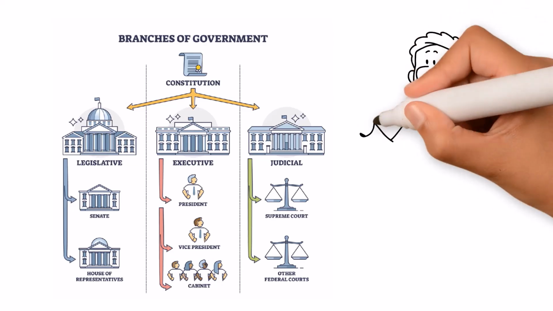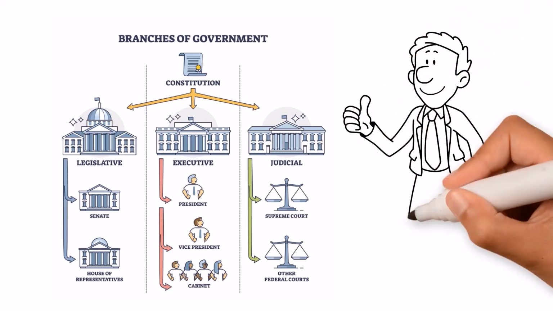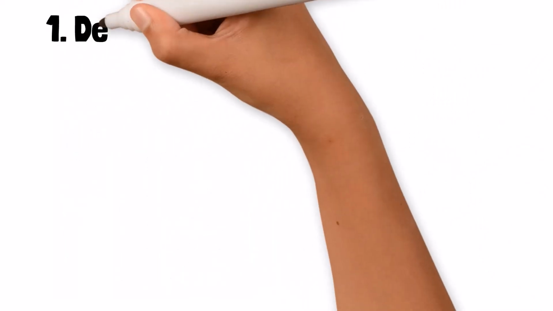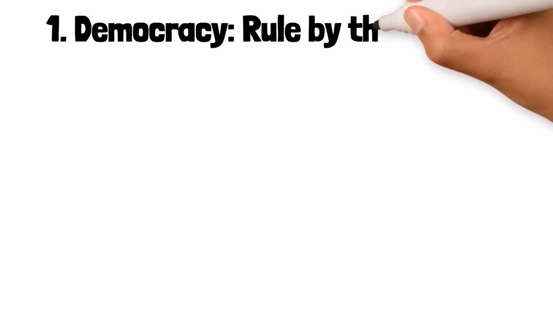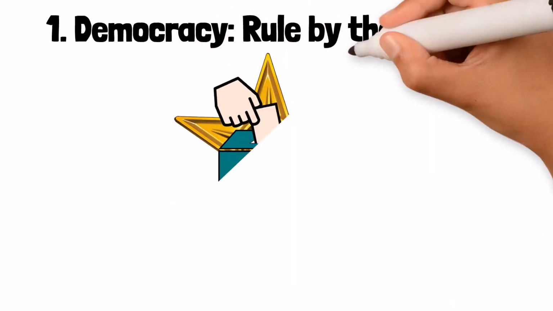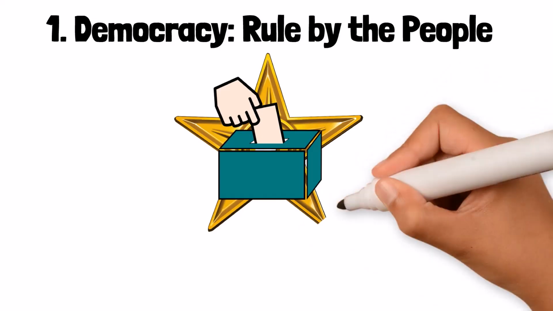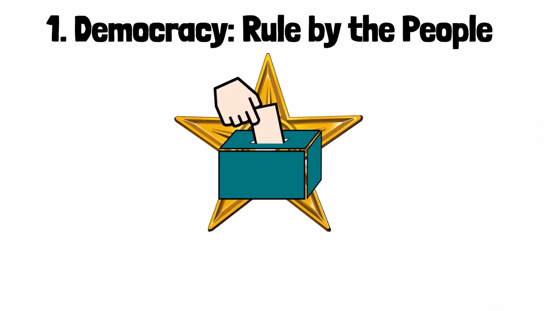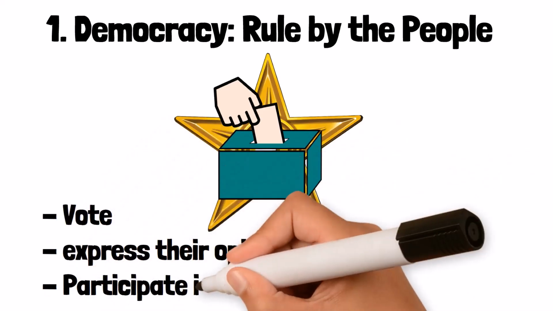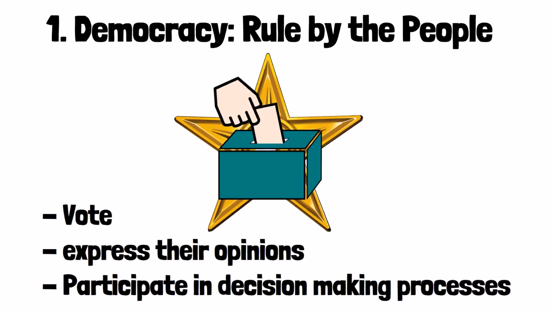Let's explore various types of government structures, explaining how they function and their impact on society. 1. Democracy, rule by the people. Democracy is a system of government in which power is vested in the people, either directly or through elected representatives. In a democratic system, citizens have the right to vote, express their opinions, and participate in decision-making processes.